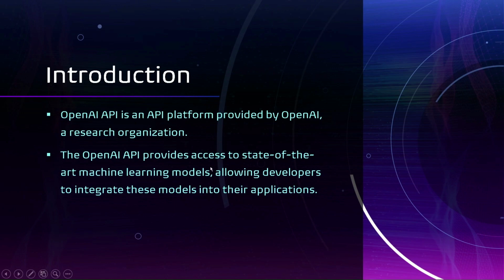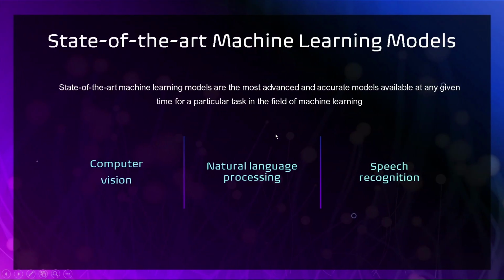This term is somewhat odd, right? It is not odd. Let us just take out the meaning of that word. So the state of the art machine learning model. So we can see machine learning model itself is showing that this one is related to the machine learning field. So let's take out the definition of the state of the art machine learning model. So the state of the art machine learning models are the most advanced and accurate models available at any given time for a particular task in the field of machine learning.